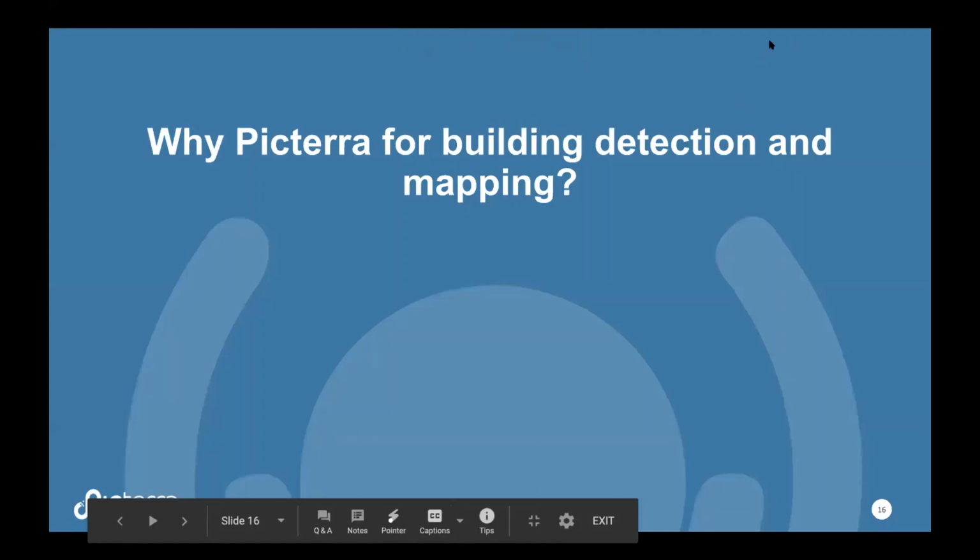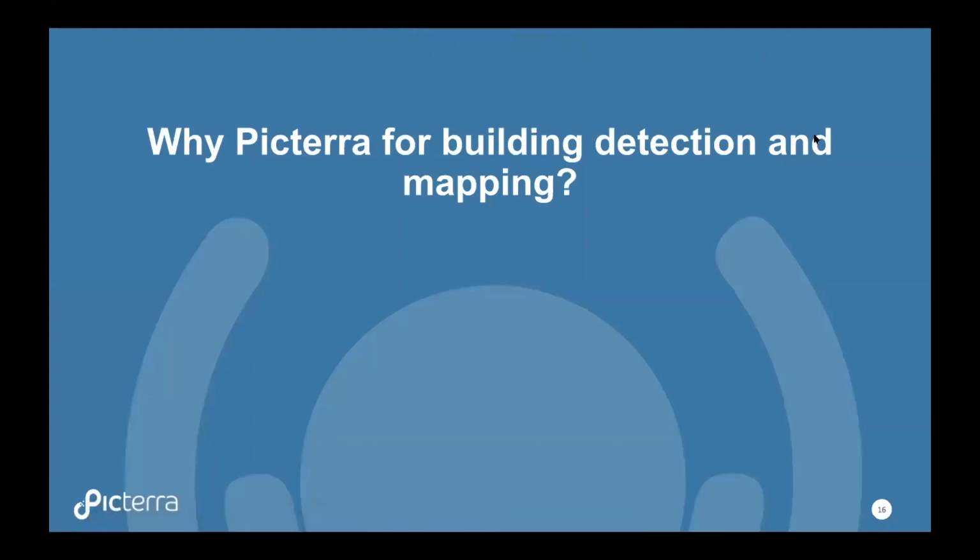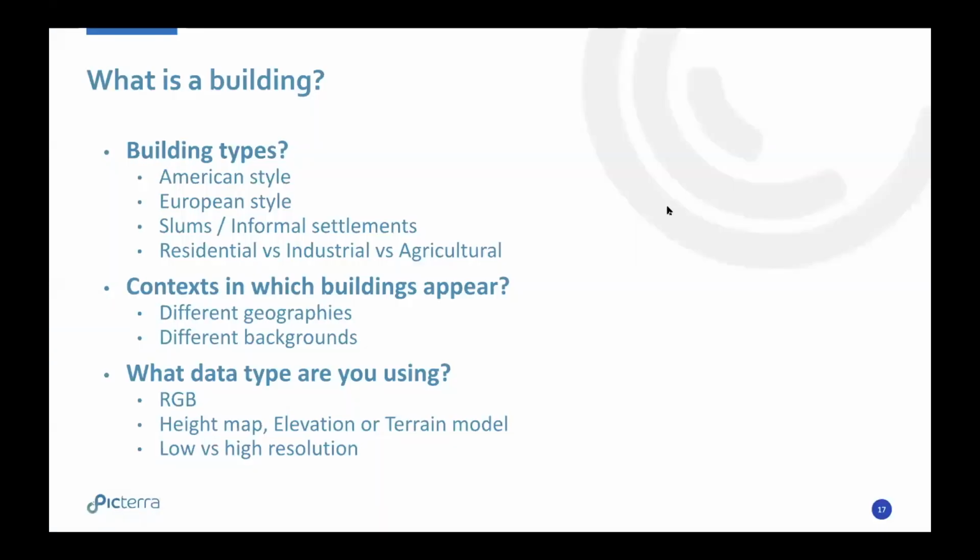So the question I would like to answer for you is, why should you choose Picterra for building detection and mapping? In order to answer that question, before I get into building detection at all, there's a myth about machine learning that I would like to debunk. There's a very first basic question I'd like to ask, which is, what is a building? I keep hearing people ask, oh, can you do building detection? But what does that exactly mean?